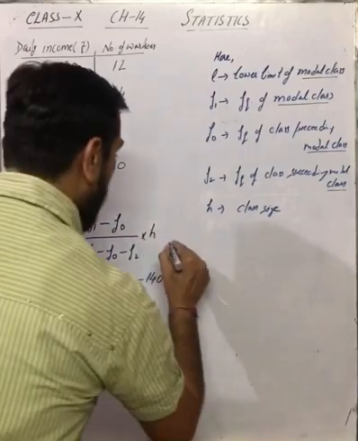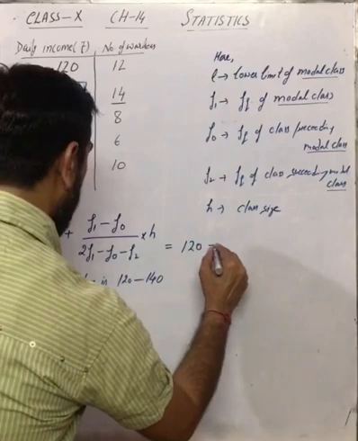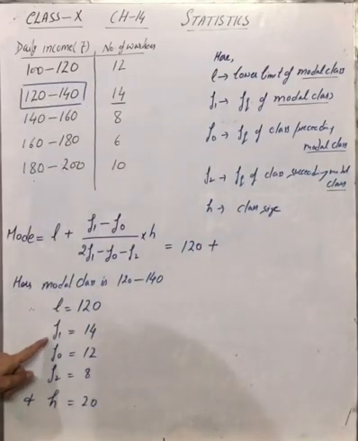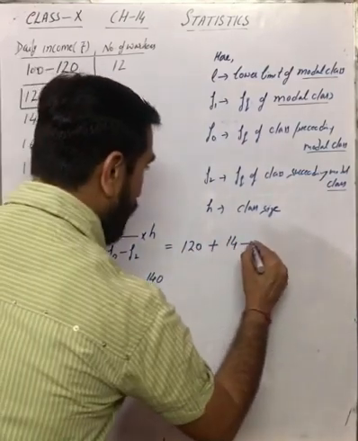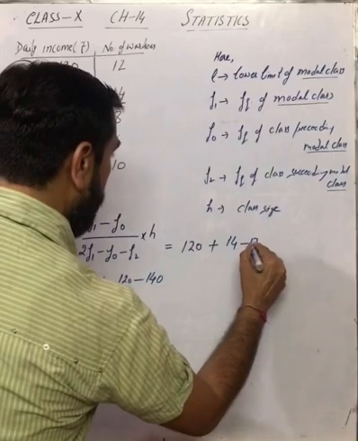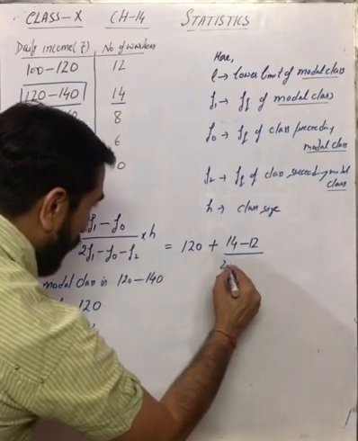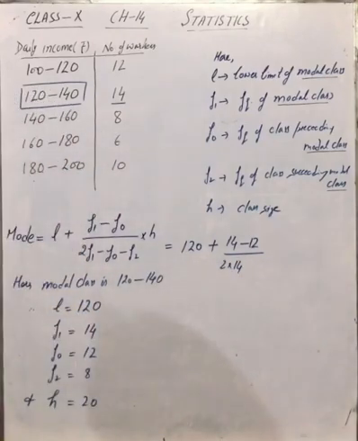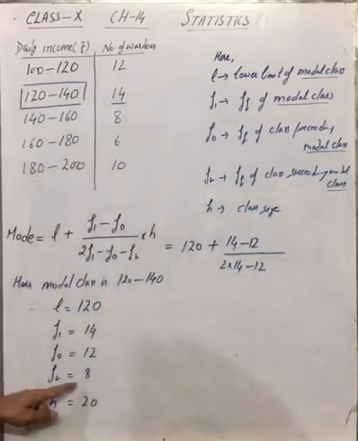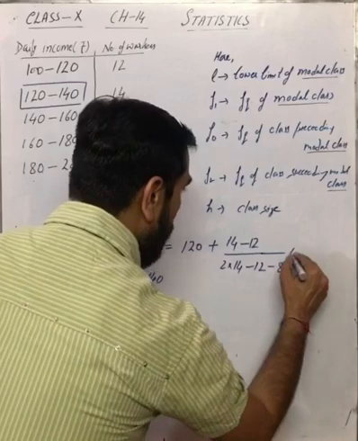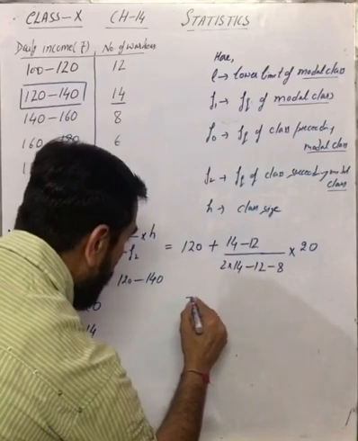तो चलिए अब इसको put करते हैं. L 120 plus F1 14 minus F0 12 over 2F1, 2 into 14 minus F0 12 minus F2 8, multiplied by class size H, which is 20. So let's solve these values.